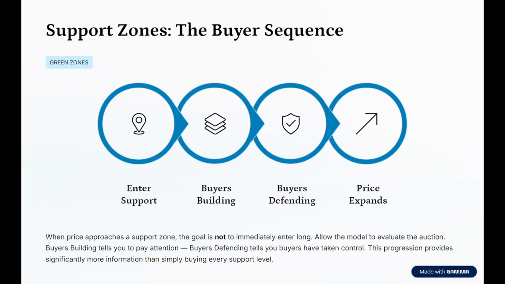Support zones. We'll talk about the first one. It's the buyer sequence. When price approaches a support zone, the goal is not to immediately enter a long position. Allow the model to evaluate the auction first. Buyers building tells you to pay attention to what's going on. Buyers defending then tells you that buyers have actually taken control. This progression provides significantly more information than simply buying every support level.